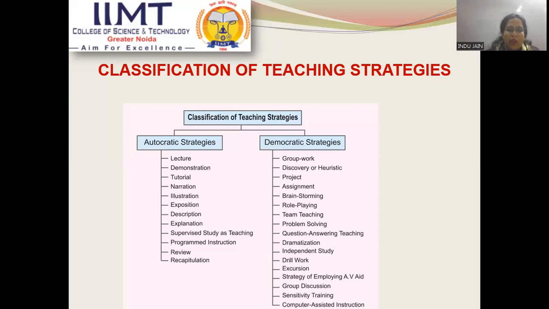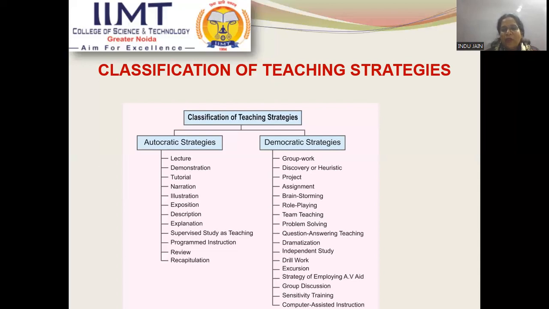The examples of autocratic strategy, or we can say the further division of autocratic strategies, are lecture strategy, demonstration, tutorial, narration, illustration, exposition, description, explanation, supervised study, programmed instruction, review, recapitulation. All these methods involve the teacher as primary and the student as secondary, or we can say the role of the teacher is primary and the student is treated as secondary.